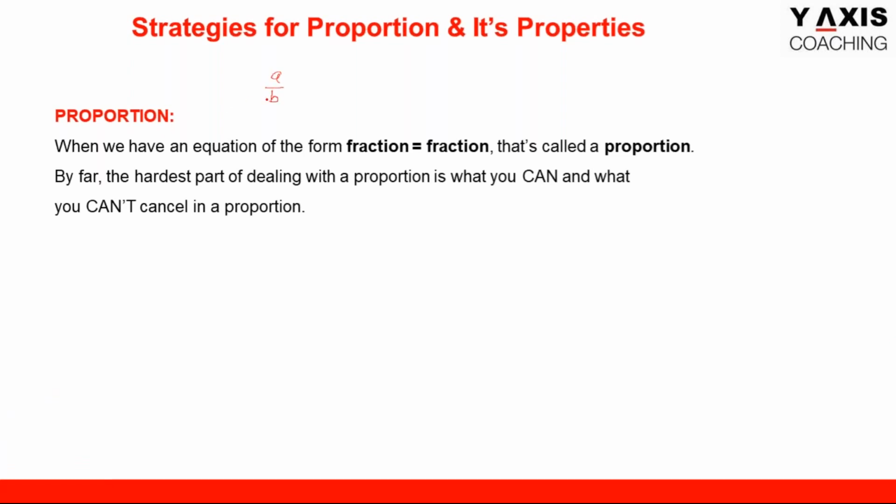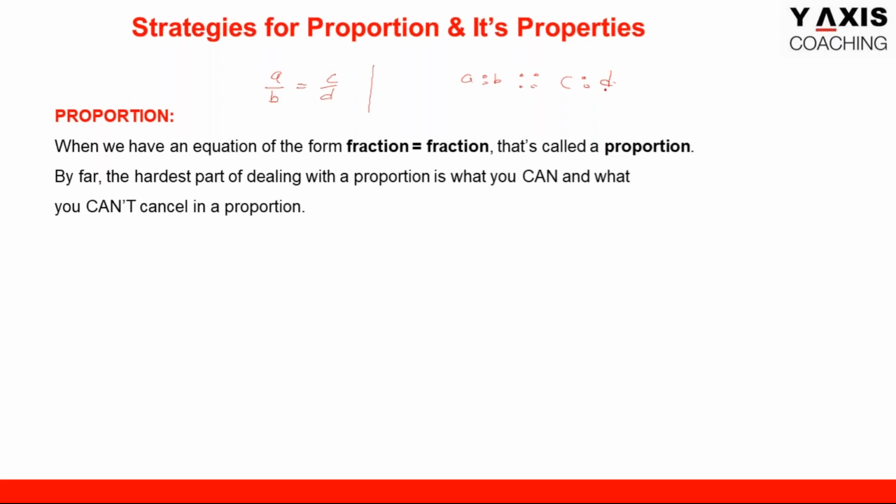Maybe I take one ratio A by B, and I'm equating it to C by D. So this is called proportion. A is to B is equal to C is to D. This is called proportion. And the other way of writing this, we can write A is to B such that C is to D.